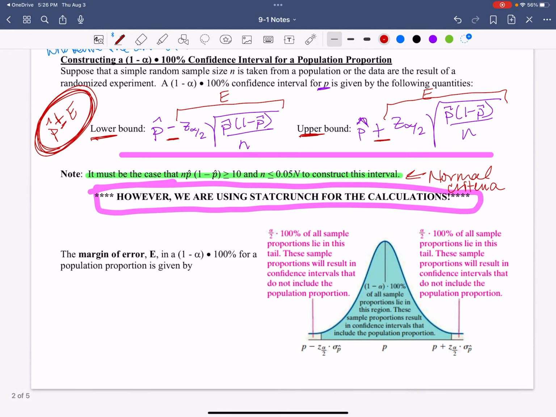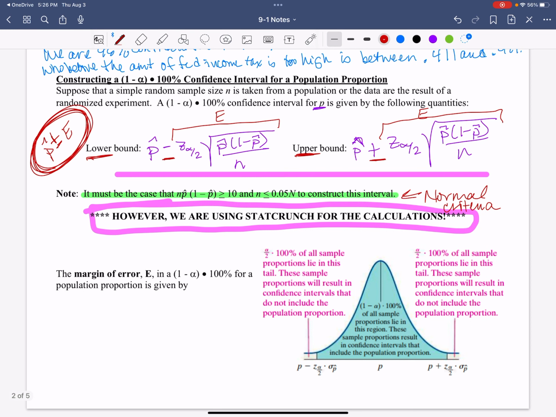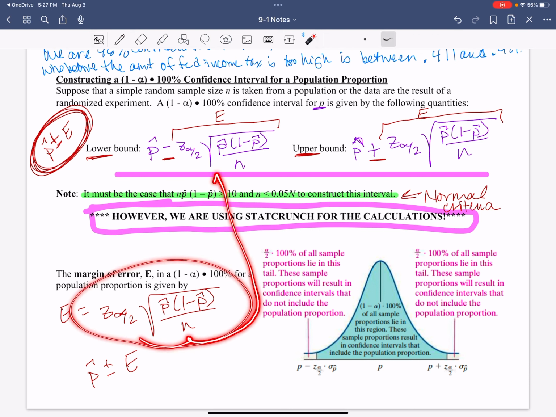All right? Okay, so the margin of error that we're looking at, E for margin of error, is that z alpha divided by 2 times the square root of p hat times 1 minus p hat divided by n. That's what you're getting out of that deal. All right? All right, so this is just the margin of error, so it's that exact same thing that I want to make sure you get. This is p hat plus or minus that margin of error. This is the margin of error that shows up in those formulas.